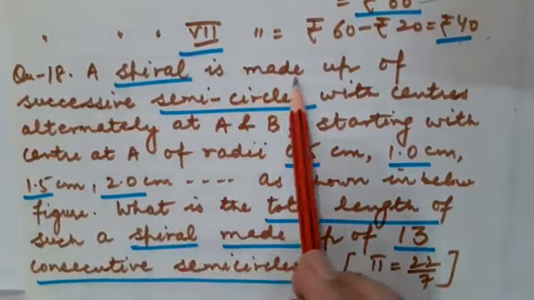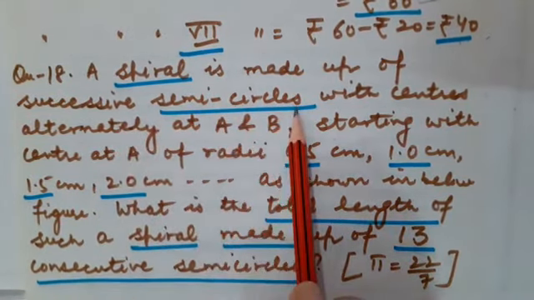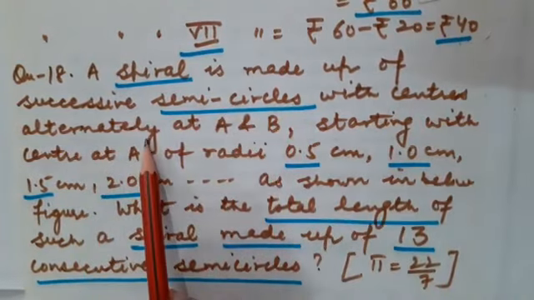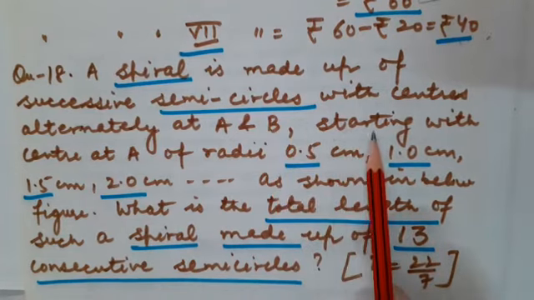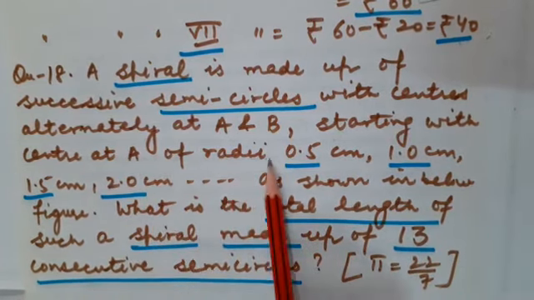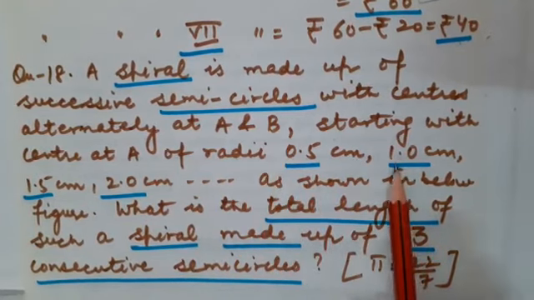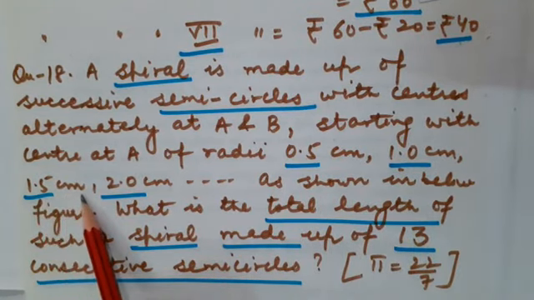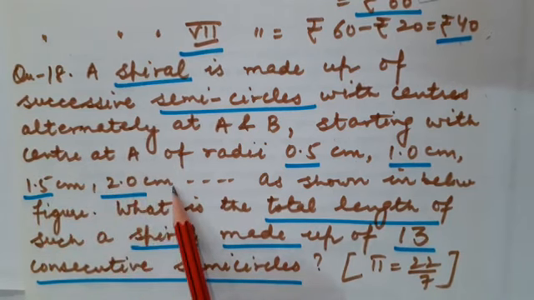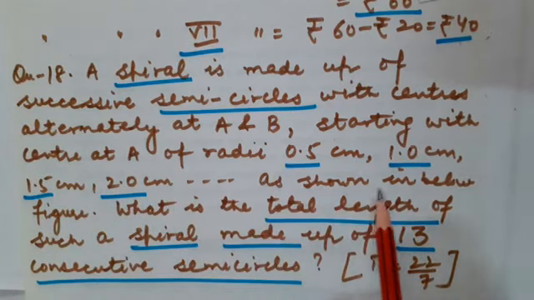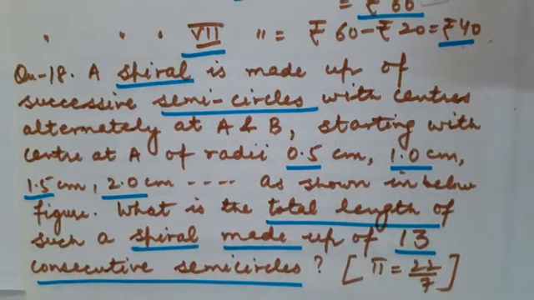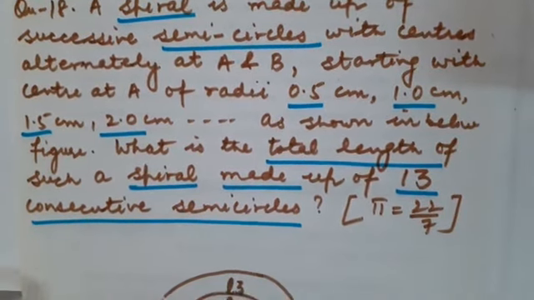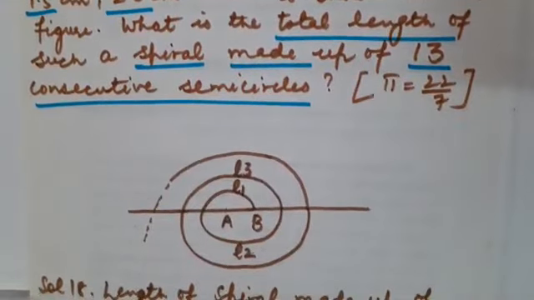A spiral is made up of successive semicircles with the centers alternately at A, B, and of course it will be in continuation. Starting with the center at A of radii 0.5 cm, then 1 cm, then 1.5 cm, 2.0 that is 2 cm, and so on, as shown in the figure given below. What is the total length of such a spiral made up of 13 consecutive semicircles? Children, this is the spiral. Have a look.